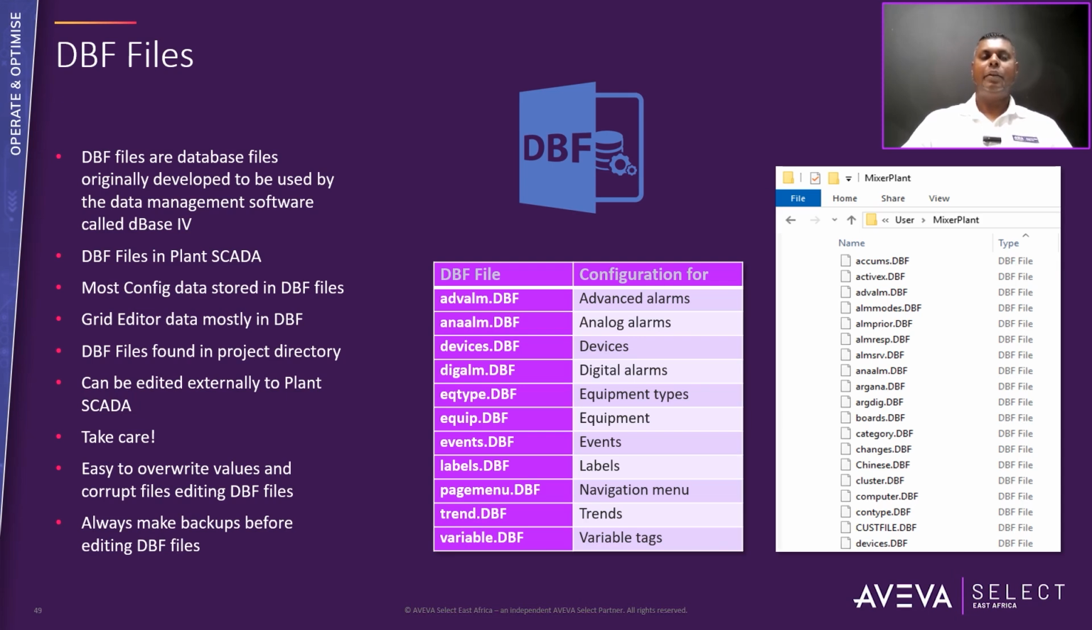Most of the Plant SCADA configuration data is stored in DBF files. There are about 96 DBF files, including language DBFs. These are used for multilingual projects in Plant SCADA. In general, wherever you find data represented in Plant SCADA Studio in a grid editor, that data is being stored in its own DBF file. These DBF files are found in the project directory and can be manipulated external to the Plant SCADA Studio.